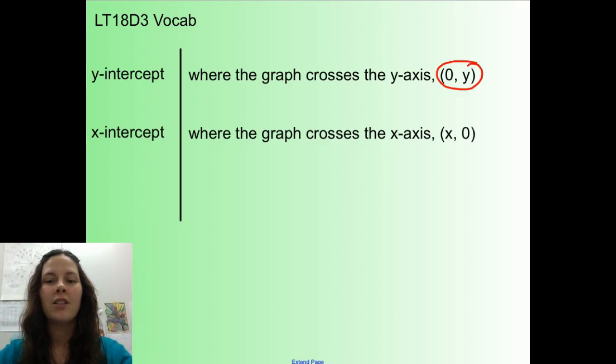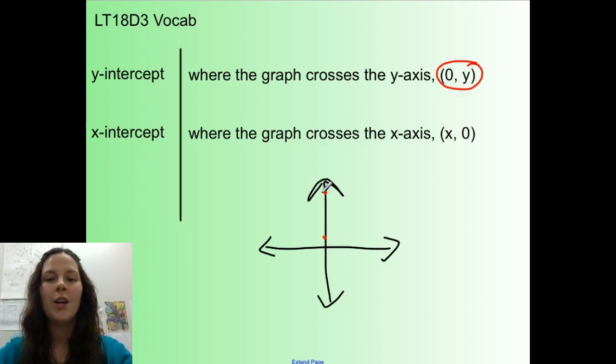So if we think about sketching a quick little graph here and plotting a few points on the y-axis, we could have the point 0, 1, we could have the point 0, 10, we could have the point 0, negative 5. Those would all land on the y-axis. So when we solve for a y-intercept, we substitute 0 for x and solve for our y value.